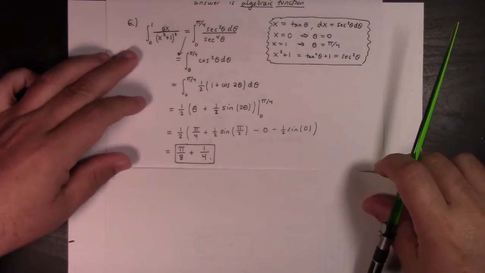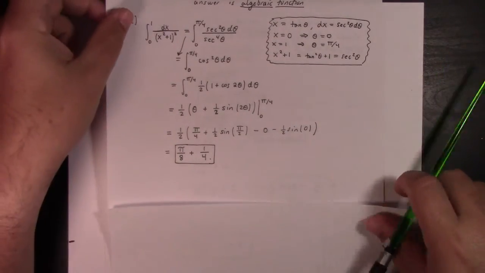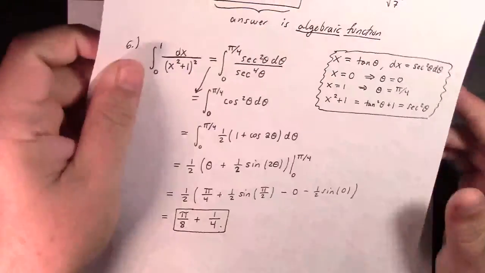There you go, our first trigonometric substitution with bounds. Pretty much the same song and dance, just got to change the bounds.